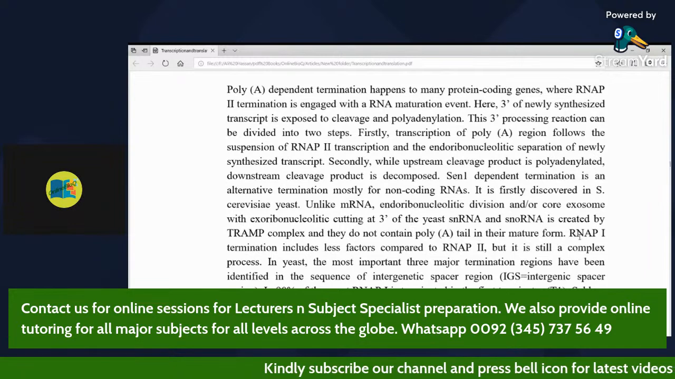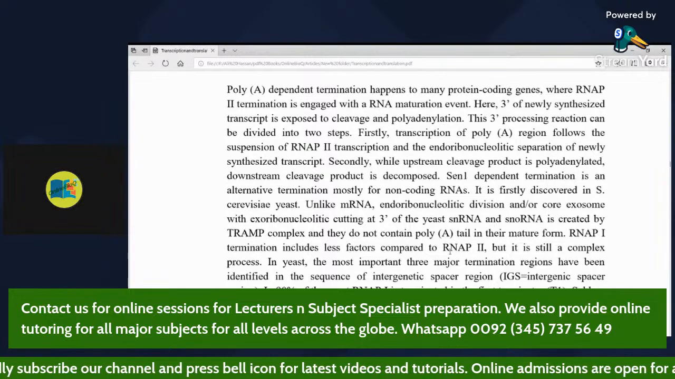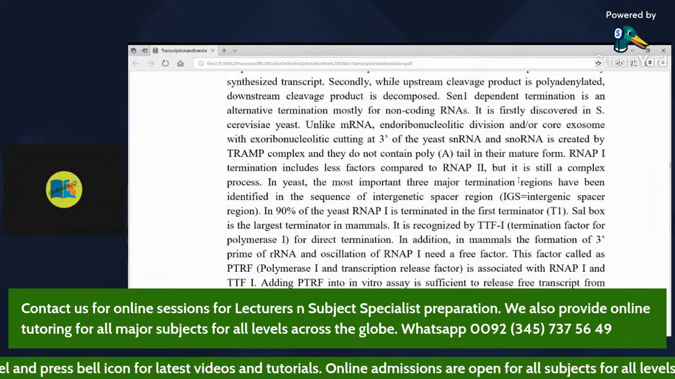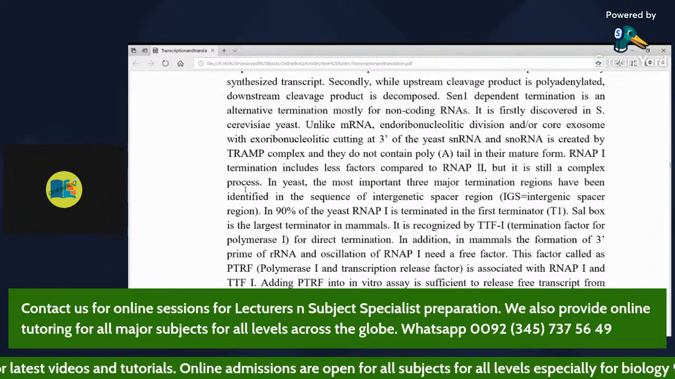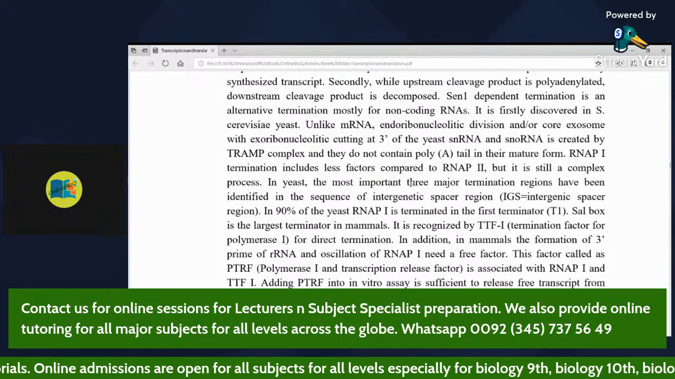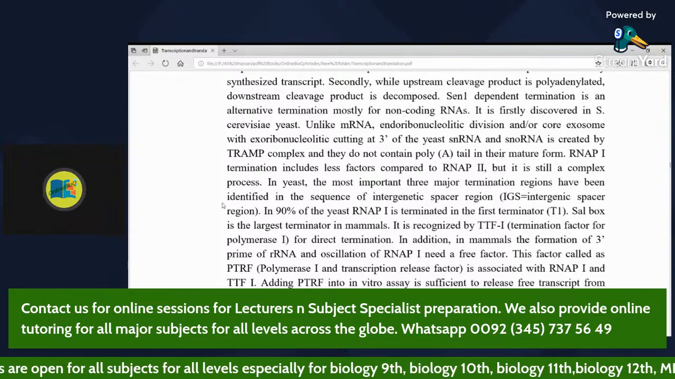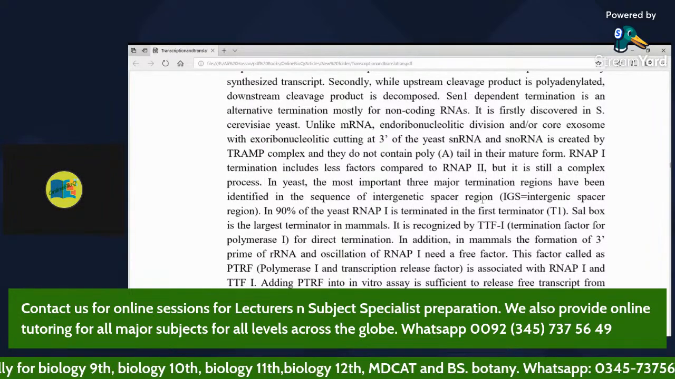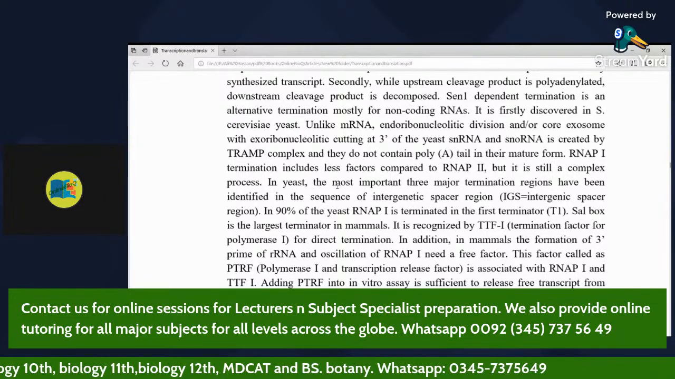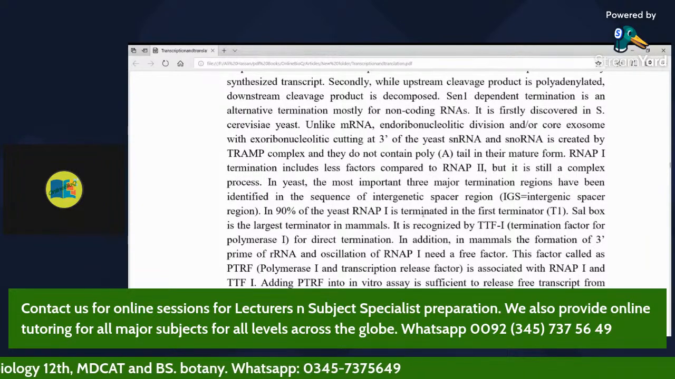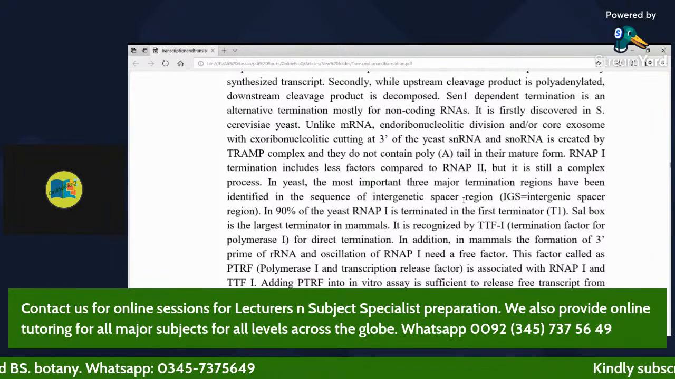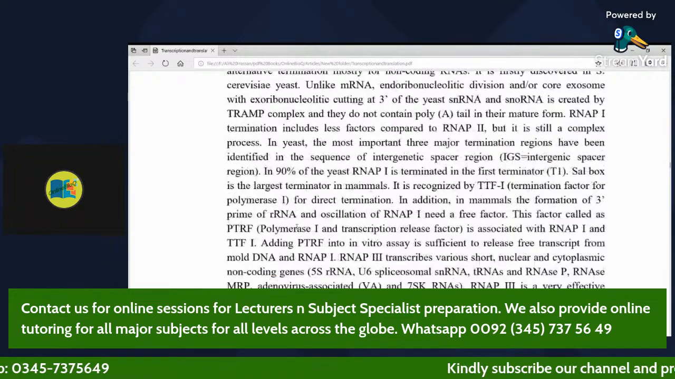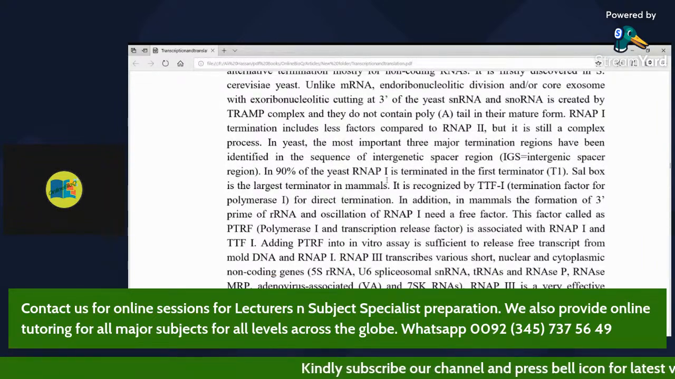RNA polymerase 1 termination includes fewer factors compared to RNA polymerase 2, but it is still a complex process. In yeast, the three most important major termination regions have been identified in the sequence of the intergenic spacer region, IGS. In 90% of the yeast, RNA polymerase 1 is terminated in the first terminator.